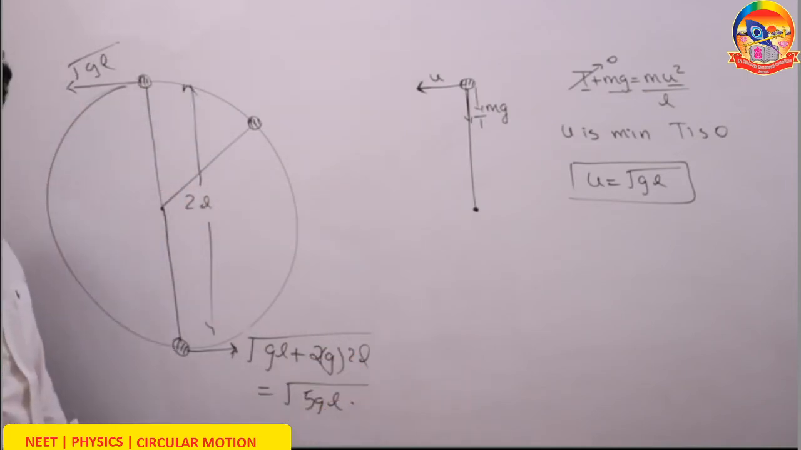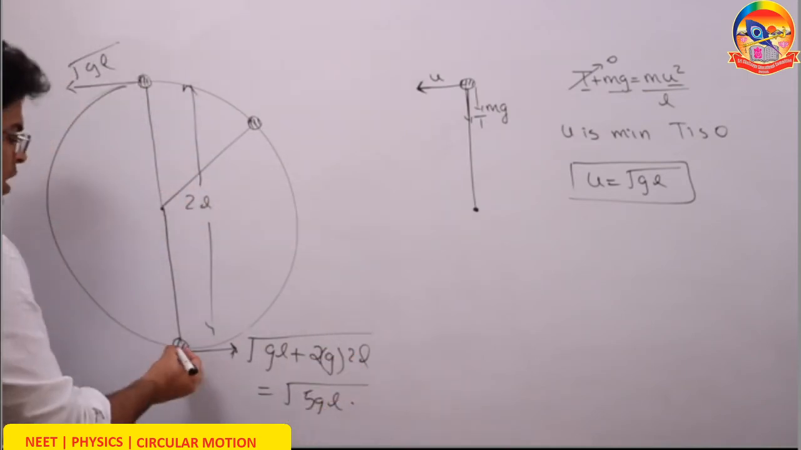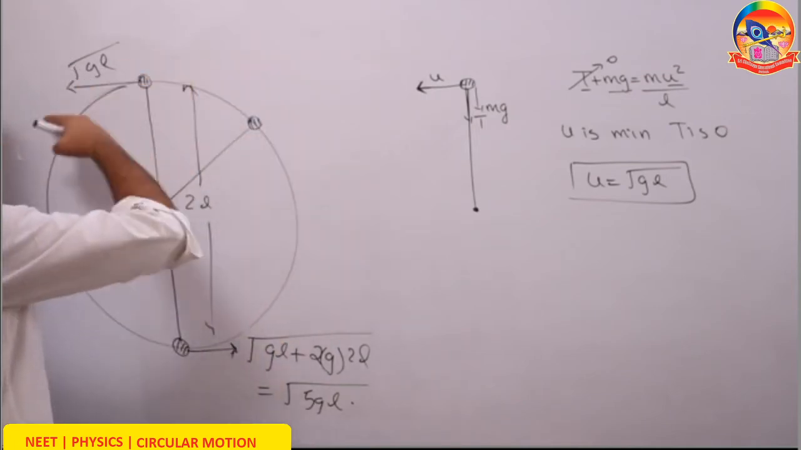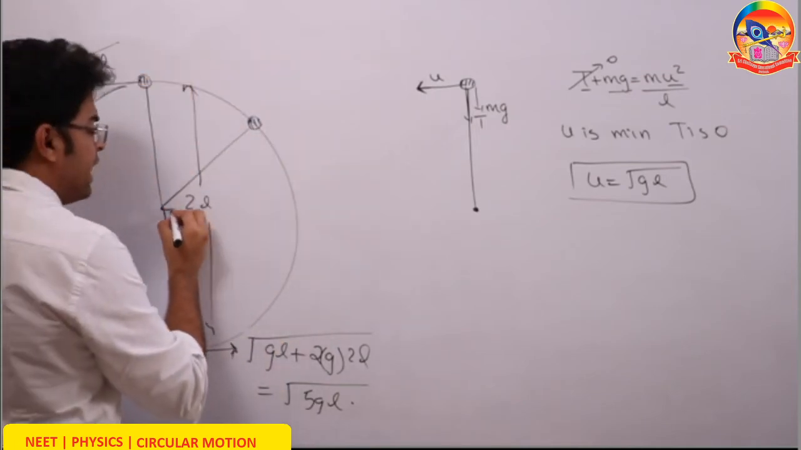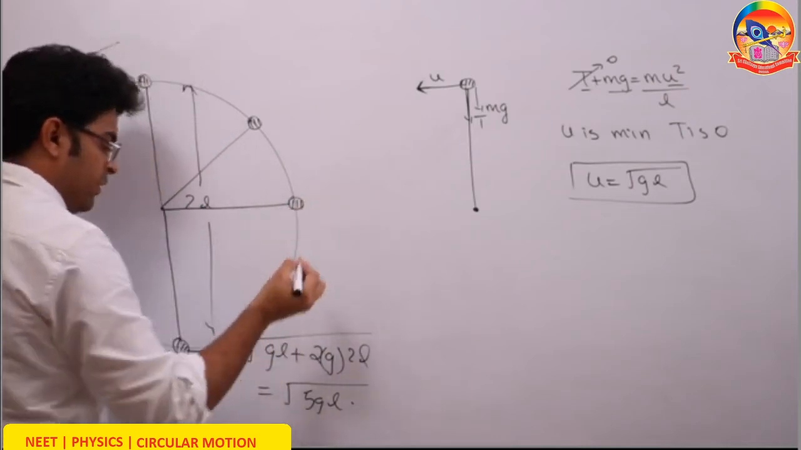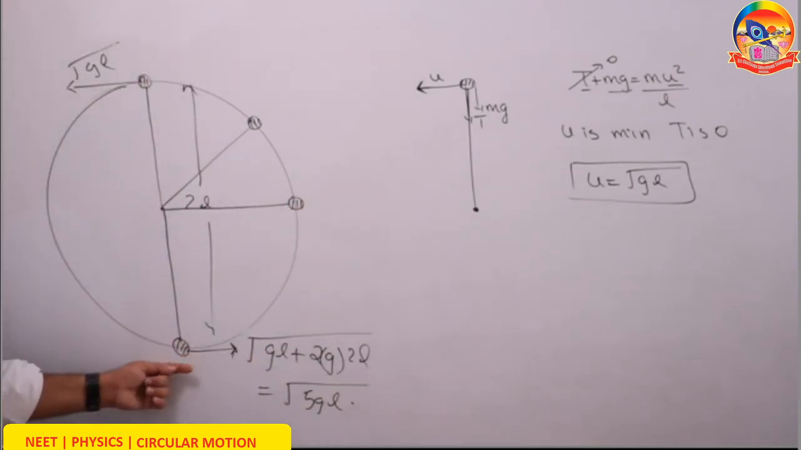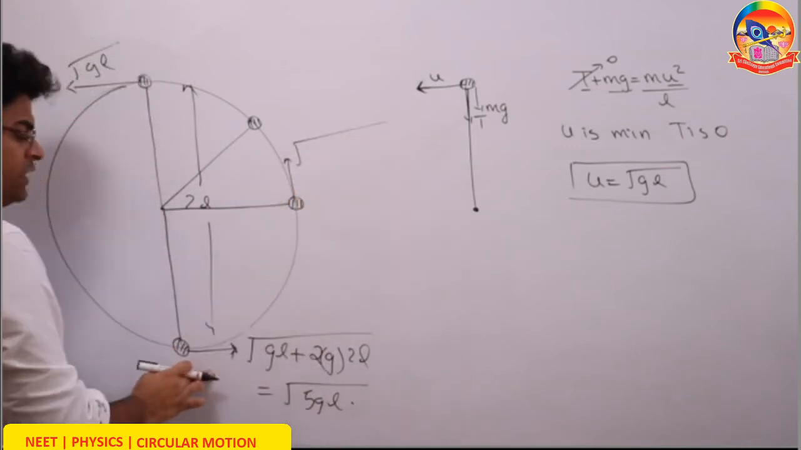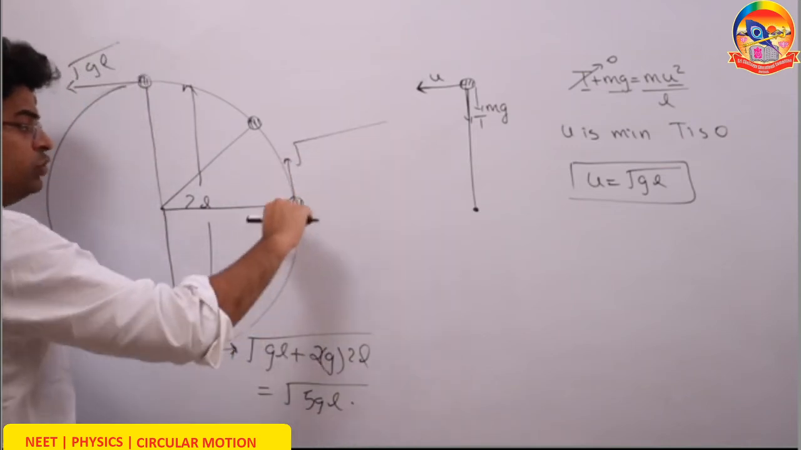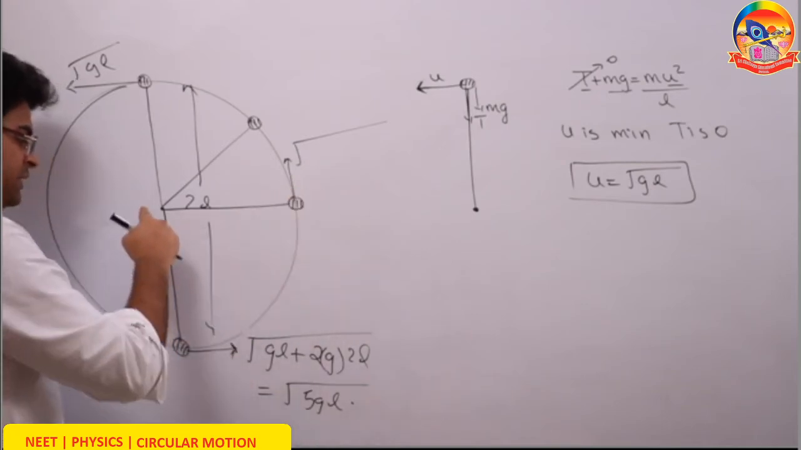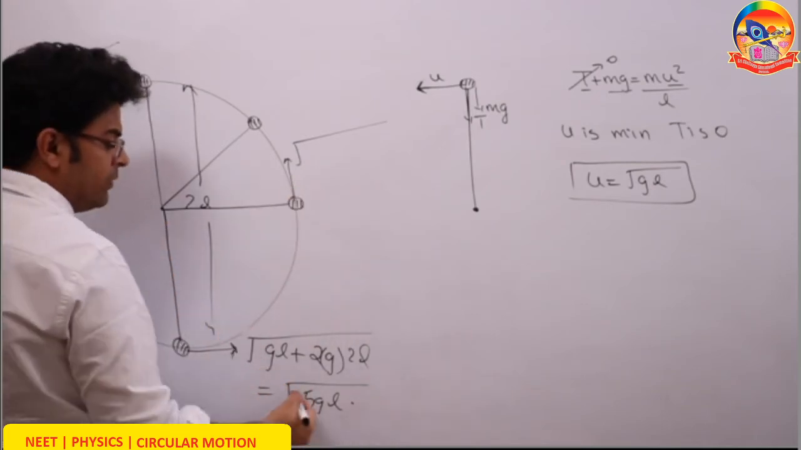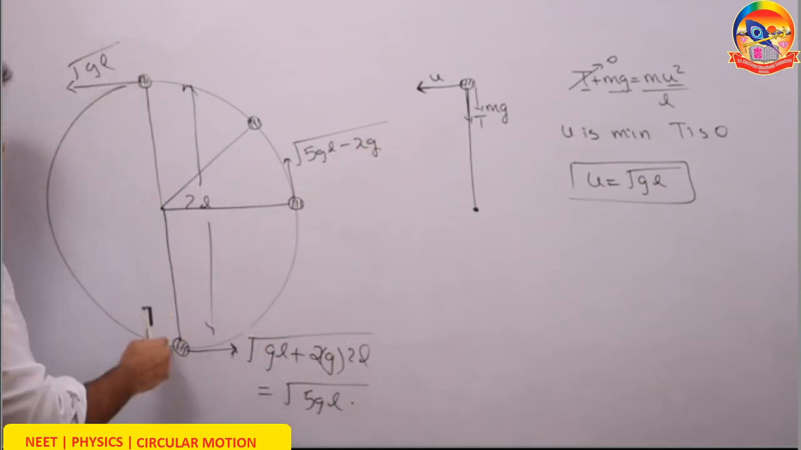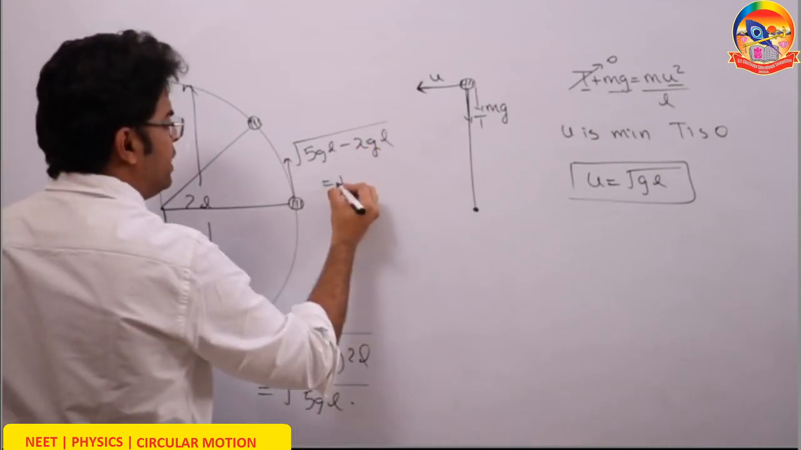Many a time this question gets asked: when you have projected the bob with the minimum speed to complete the circle, what is the acceleration of the bob at the horizontal level? So if here the speed is root 5gL, at this point speed has to be under root of v square minus 2gh. Going from here to here, this height is L. So v square is 5gL, minus 2g, and this height is L. So here you get the speed as root 3gL.